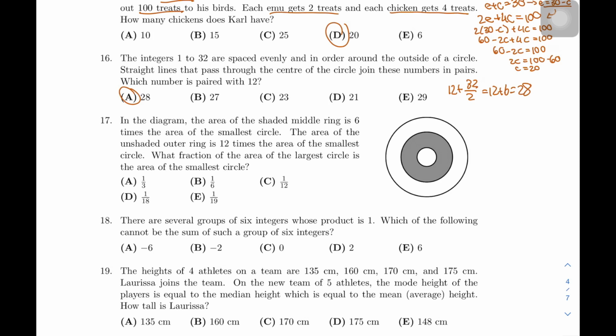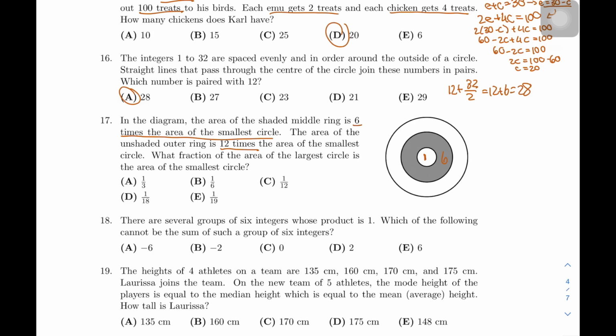17. In the diagram, the area of the shaded middle ring is 6 times the area of the small circle. The area of the unshaded outer ring is 12 times the area of the small circle. What fraction of the area of the larger circle is the area of the smallest circle? So I'm going to first set the smallest circle as an area of 1.